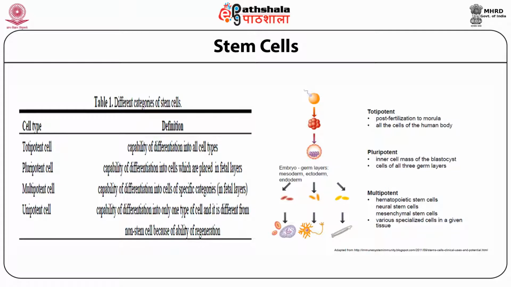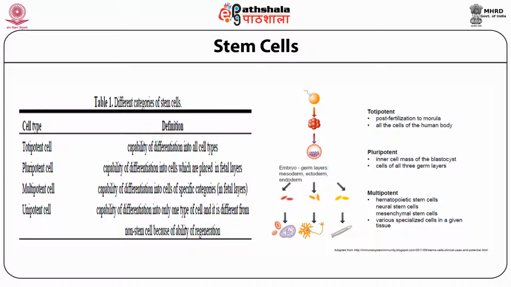If you look at totipotent cells, what is their characteristic? What is the definition? It has the capability of differentiation into all cell types. Then pluripotent cells have the capability of differentiation into cells of the fetal layers. Multipotent cells have the capability of differentiation into cells of a specific category only. However, unipotent cells have the capability of differentiation into only one type of cell. So this has a very restricted potential.